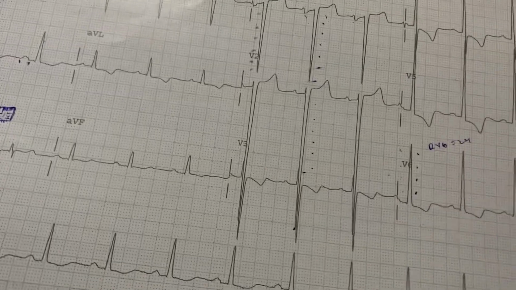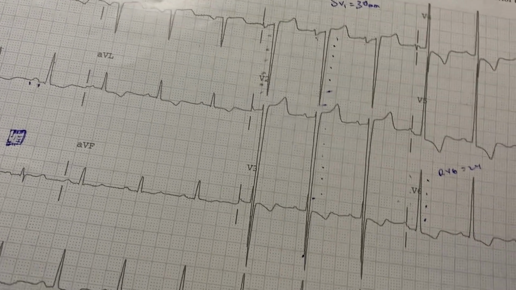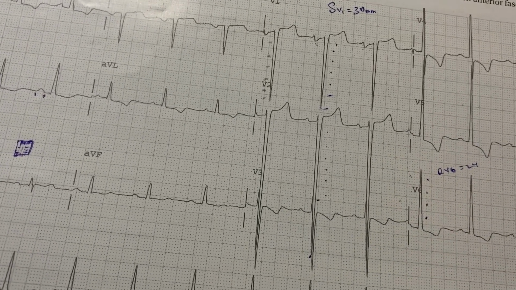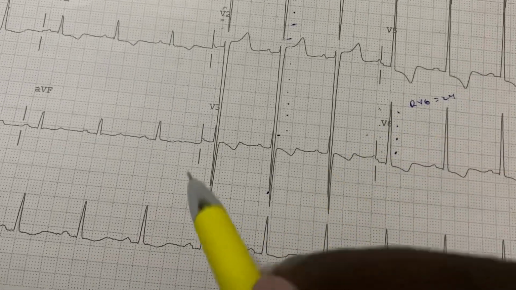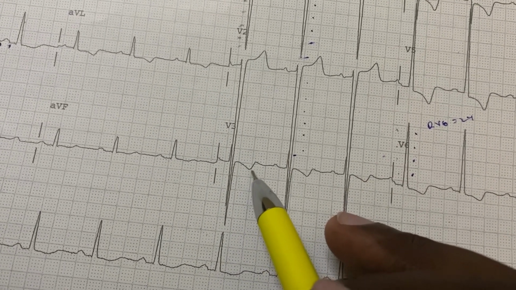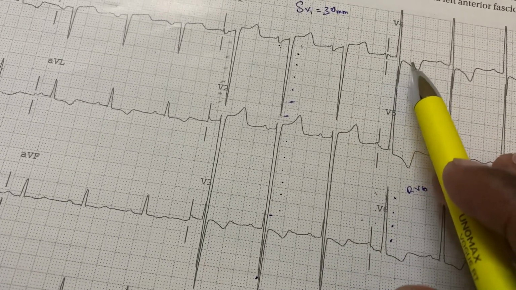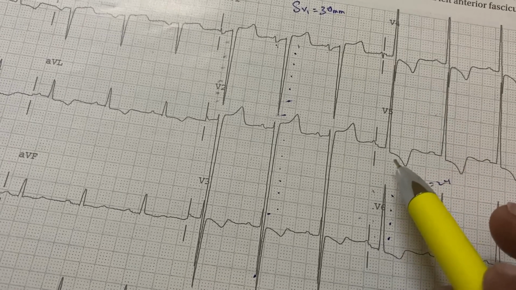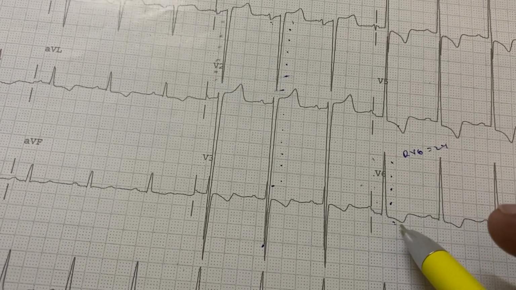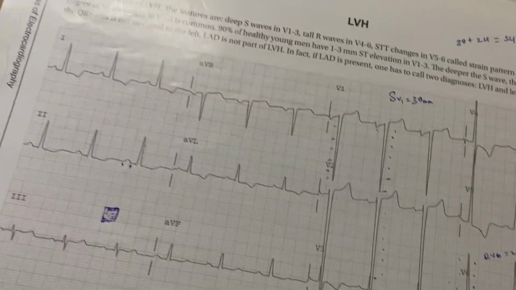If we check for the strain pattern, we have said ST depressions and T wave inversions. From V3 to V6, it is already there. In V3, the T wave is inverted. In V4, ST is depressed and T wave is inverted. In V5, the same, ST depression and T wave inversion. In V6, the same. So we confirm that this one is LVH with left atrial enlargement.